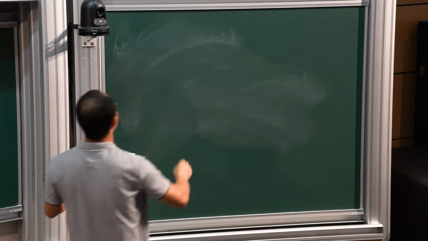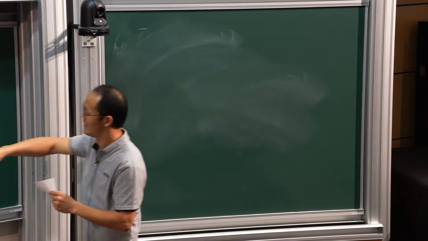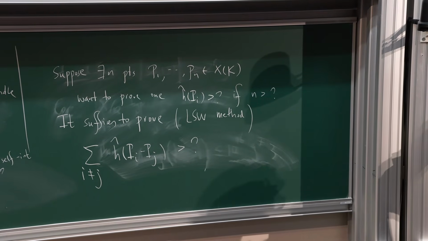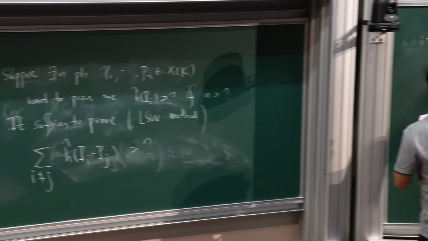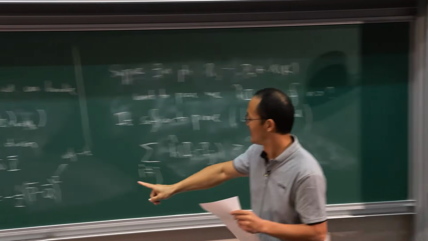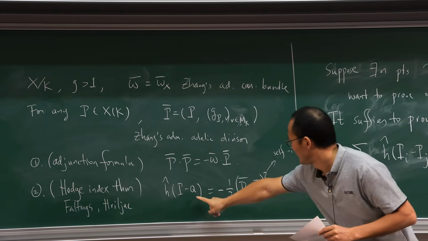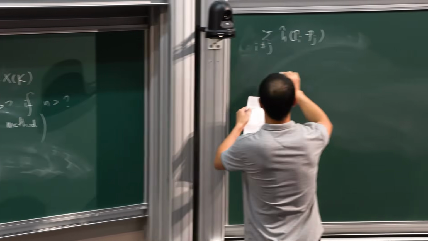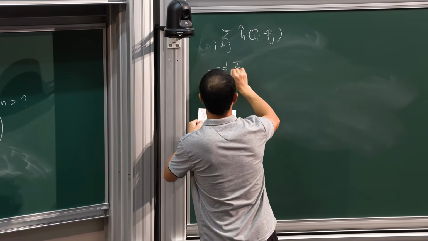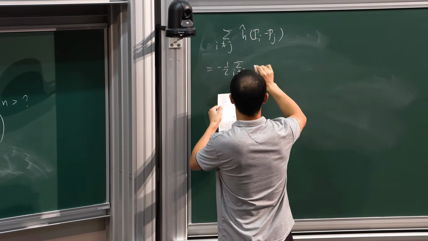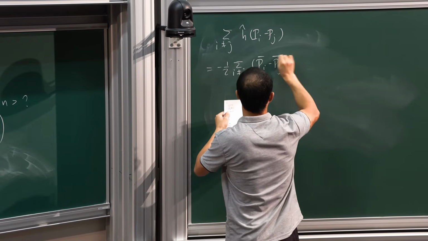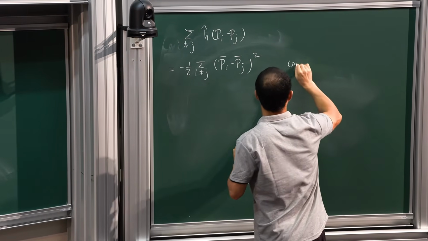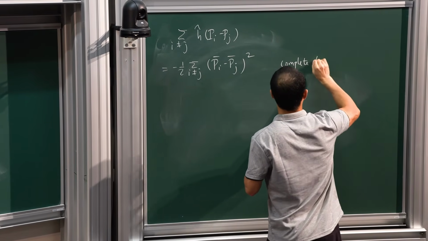So now we need to do this one, with i not equal to j. We use this to convert it to arithmetic intersection, so then everywhere we have arithmetic intersection. And then we need to complete the square here in some form.